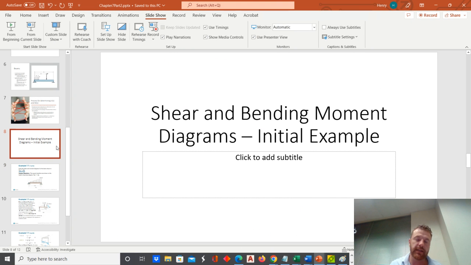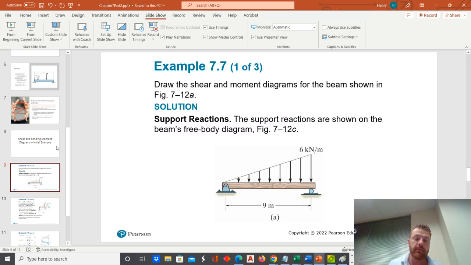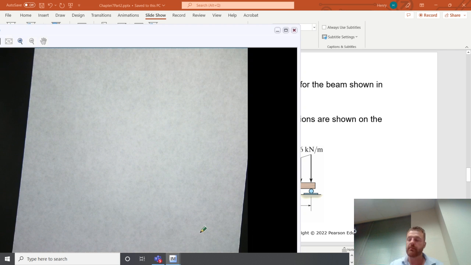So in this video, we're going to look at an example of actually determining the shear and bending moment diagrams for a beam. So here we have a beam, which is simply supported with a pin on the left and a roller on the right, and we have a distributed linear load tapering up to a maximum value of 6 kilonewtons per meter, and we want to draw all the shear and bending moment diagrams.